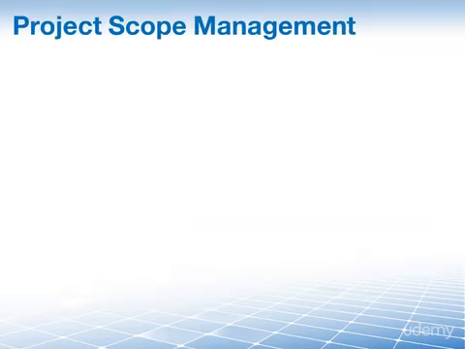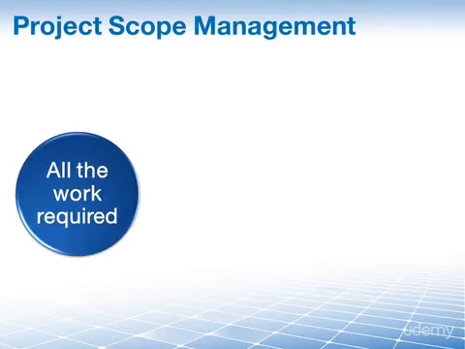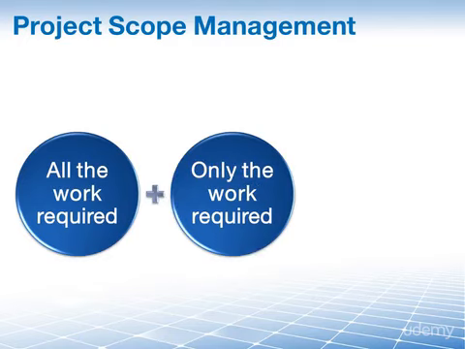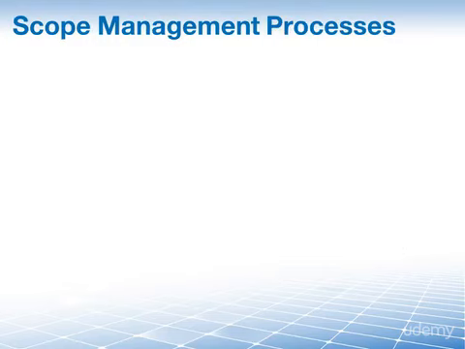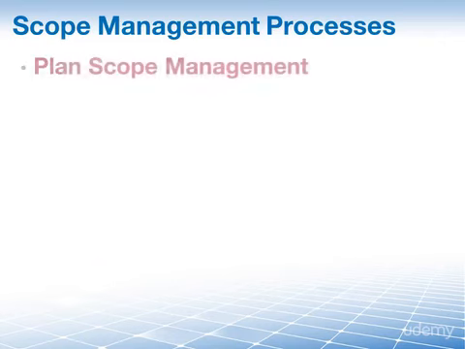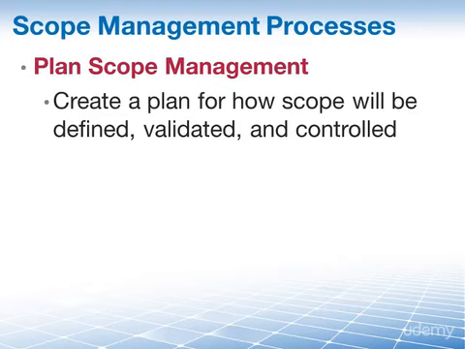The official definition for the project scope management knowledge area is that it includes the processes required to ensure that the project includes all the work required and only the work required to complete our project successfully. And to help us with that, we have 6 processes, beginning with plan scope management, the process of creating a scope management plan that documents how the project scope will be defined, validated, and controlled.